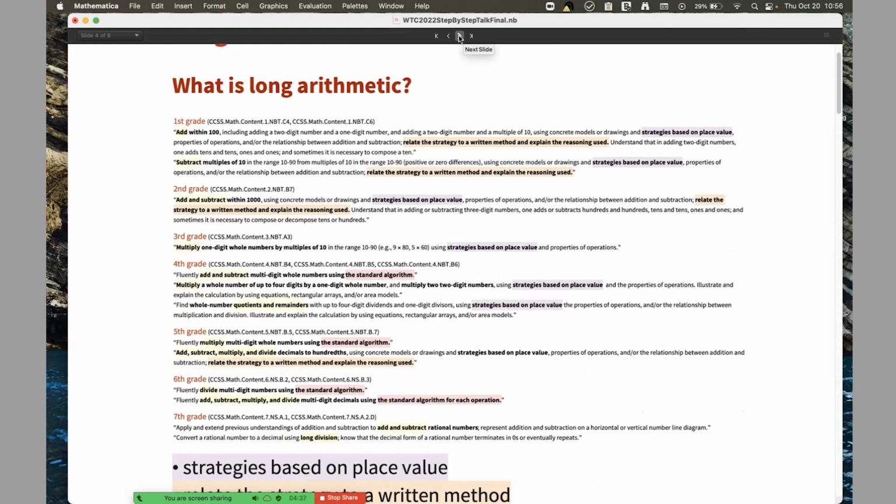Up on the screen, I have selected a few of the Common Core standards related to long arithmetic throughout several grades. And if it looks like a lot of words, that's how a lot of teachers feel too. So we're trying to distill some of the main points that students and teachers are going to need to use in the classroom and make sure that those are woven into the steps that we're providing online.